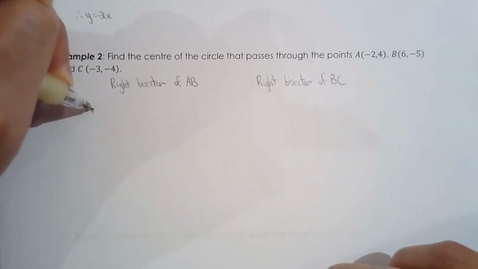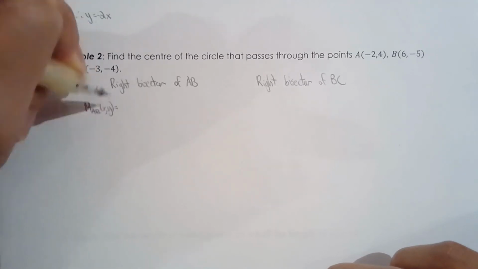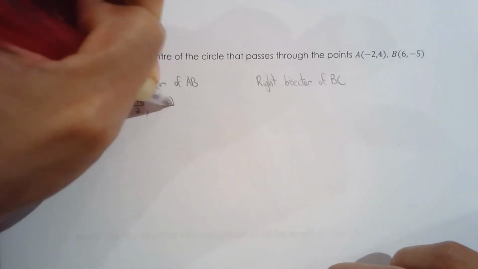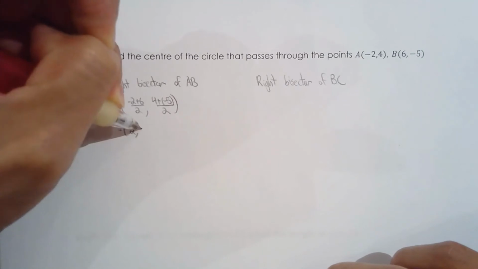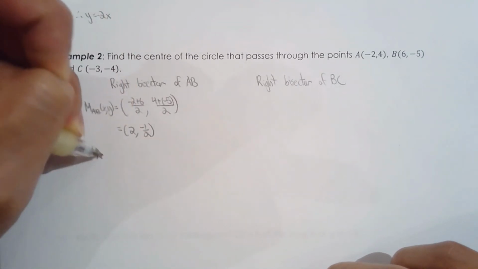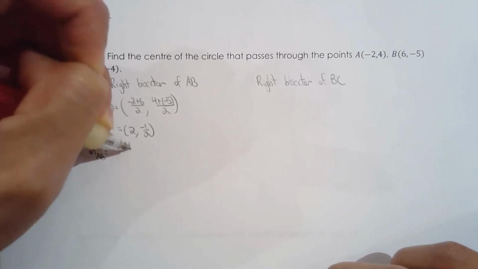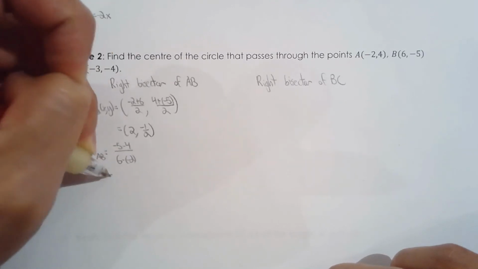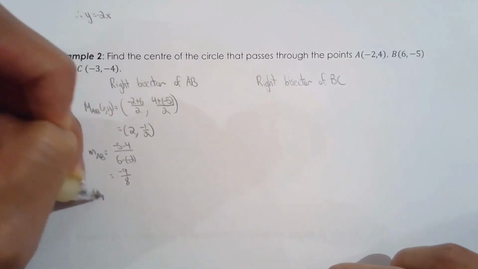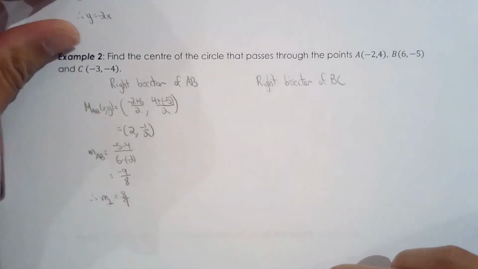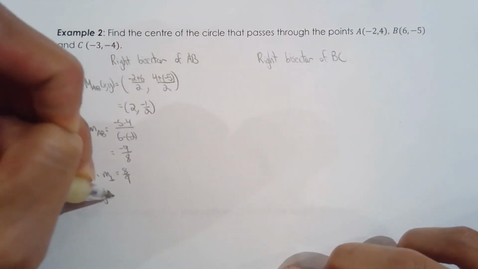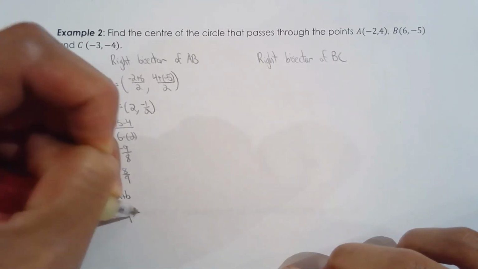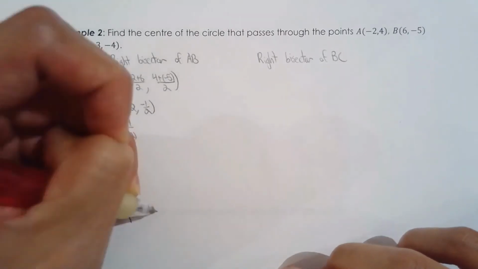So the midpoint of AB: -2 plus 6, 4 plus -5. Okay, that's going to be 2 and -1/2. The slope of AB is equal to -5 minus 4 over 6 minus -2, which is -9/8. So the perpendicular slope is 8/9. So y equals mx plus b. Let m equal 8/9. Sub in the point, what was it? 2, -1/2.